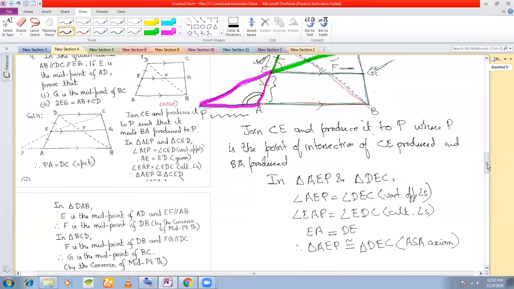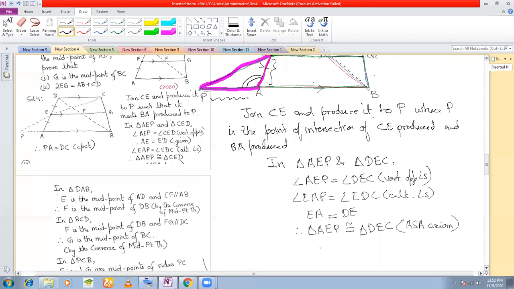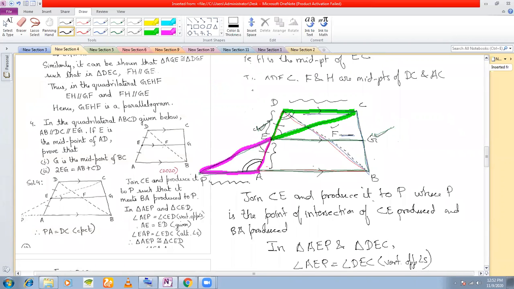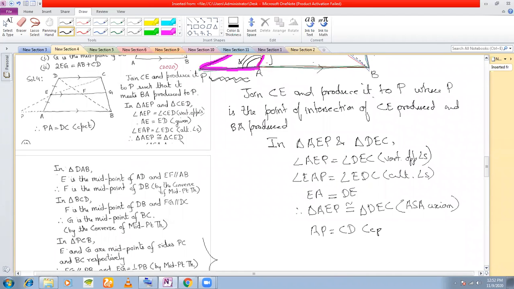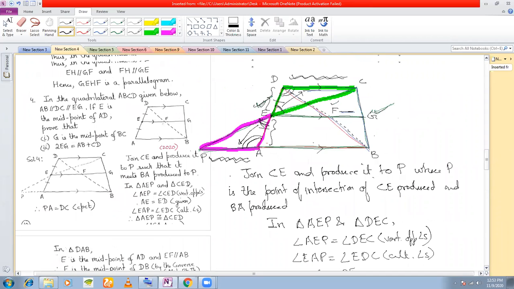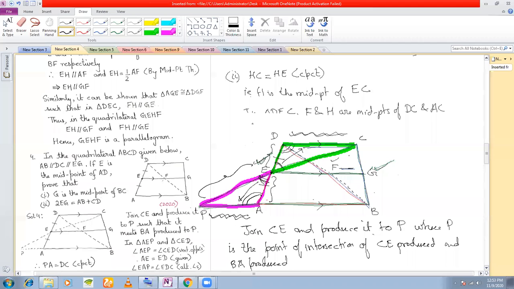I can say or not? AP is equal to CD. Just look at the figure and tell me. Can I say AP is equal to CD? Because see, these two angles are equal, vertically opposite angles. And opposite to this angle is this side, and opposite to this angle is this side. They must be equal. So this is by CPCT. Now once I have proved this, also I can say that this length PE must be equal to CE. Again, this is by CPCT.